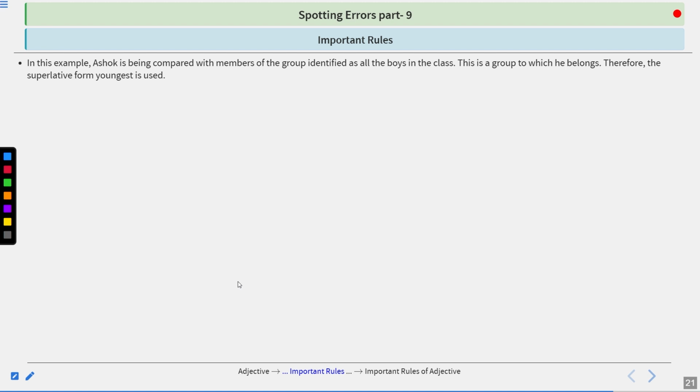In this example, Ashok is being compared with members of the group identified as all the boys in the class. This is a group to which he belongs. Therefore, the superlative form youngest is used.